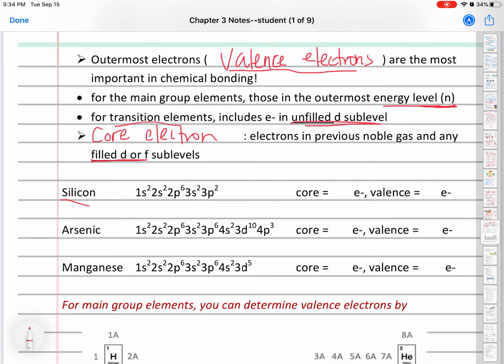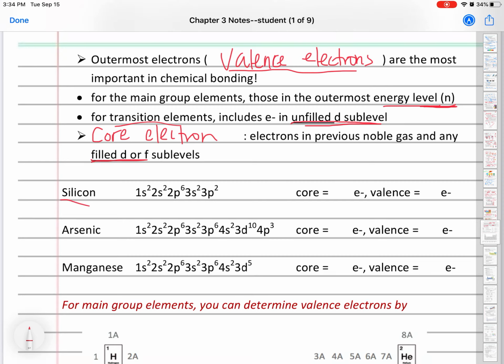And the other 2, 4, 6, plus 12, 18 electrons are core electrons. Okay? So, fun fact though for you, with these main group elements, you can figure out the valence electrons. You don't even have to write out the electron configuration. You can cheat and just determine it from your periodic table, because as it turns out, for the main group elements, the group number tells you how many valence electrons they have.